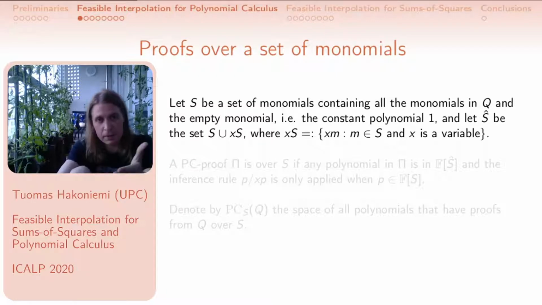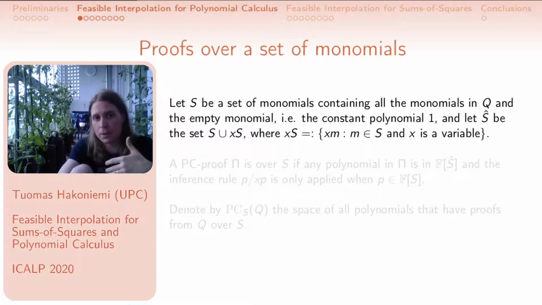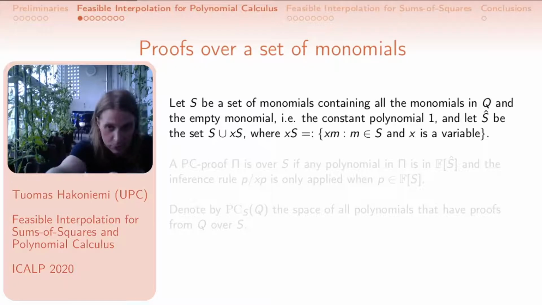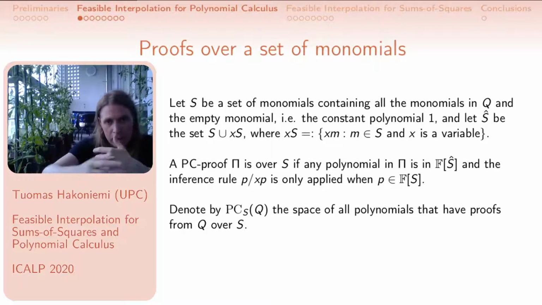Okay, so here let S be any set of monomials containing all the monomials in the set Q and the empty monomial, that is the constant polynomial 1. And let S hat be the set S together with all the lifts of S, that is, products of monomials in S with a variable. And we say that a polynomial calculus proof is over S if every polynomial in the proof is a polynomial over S hat, and the lift rule is only applied when the antecedent is actually a polynomial over S. Okay. And we denote like this the space of all polynomials that have proofs from Q over S.